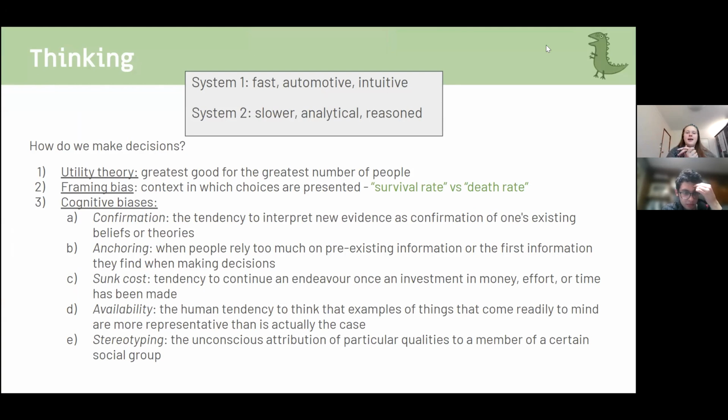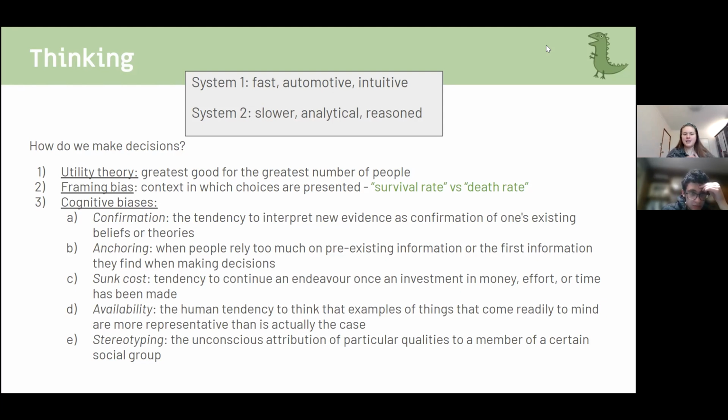When we're making decisions, we usually use both of these systems. In some decisions, like eating, system one wins. In other decisions, like should we buy this house, system two wins. In general, we can also use utility theory, so greatest good for the greatest number of people. We have a framing bias as humans, in which the circumstances around the choice affect what we choose. Quite straightforward. If I said you have a 90% chance of survival versus a 10% death rate, the 90% chance of survival sounds a lot better, even though they're actually the same thing.